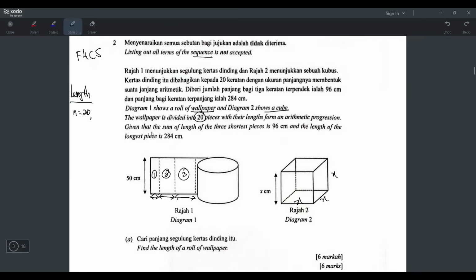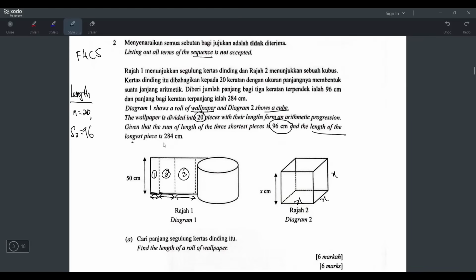Okay, now let's keep reading. Given that the sum of length of three shortest pieces is 96 cm. Oh, the length of three shortest pieces is 96 cm. It means this one plus this one plus this one, right? So it means S3 equals to 96. Yeah, because when you write the progression, you write it using the length here, here. This is your first term, this is your second term, this is your third term. So if the sum of length of three shortest pieces is 96, it means S3 is 96.